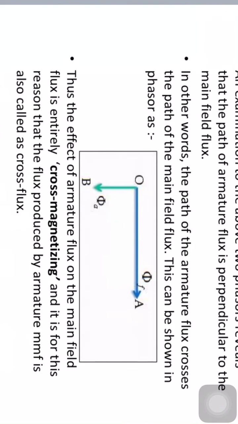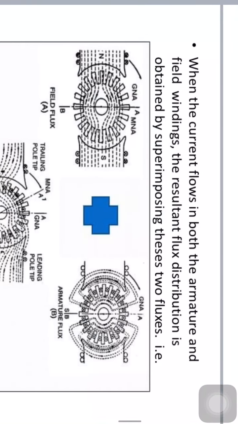The effect of armature flux on the main field flux is entirely cross magnetizing, and it is for this reason that the flux produced by armature MMF is also called the cross flux.